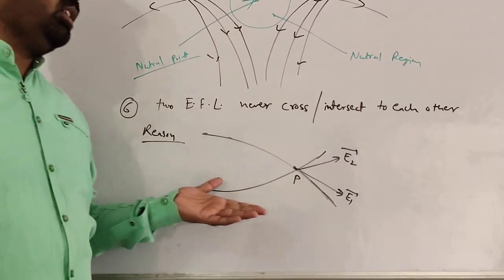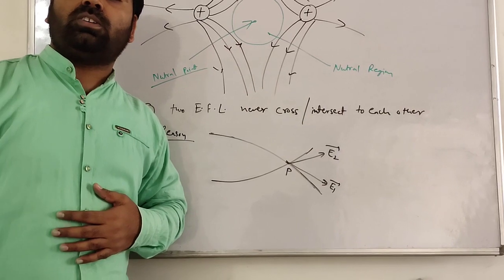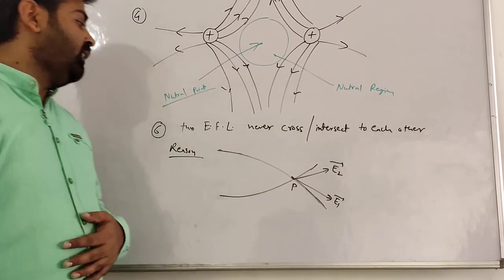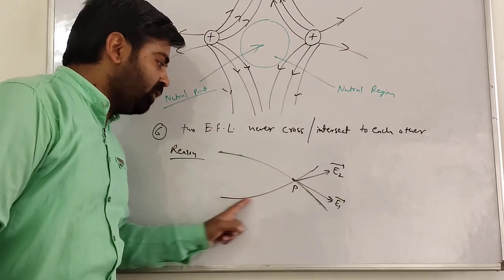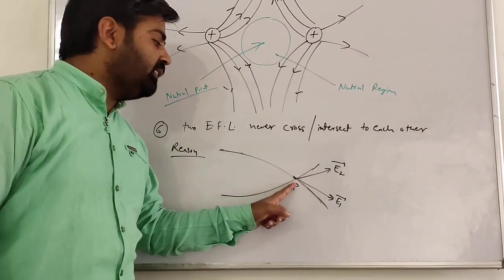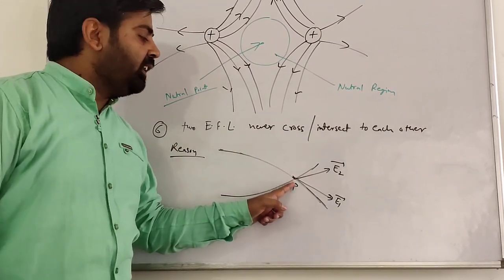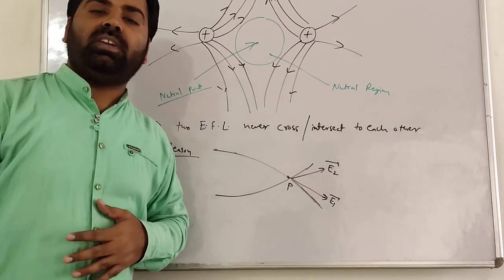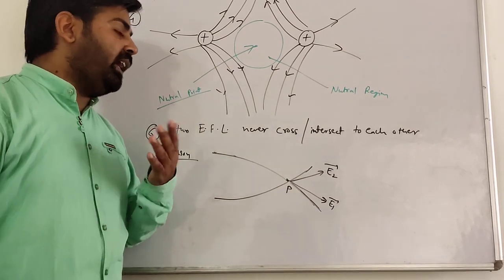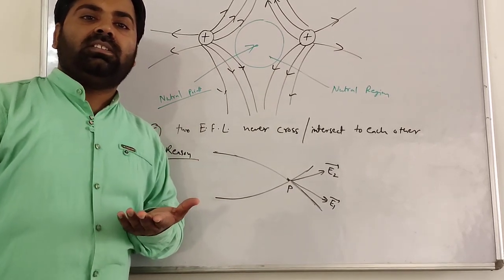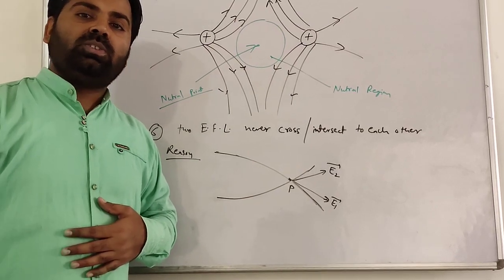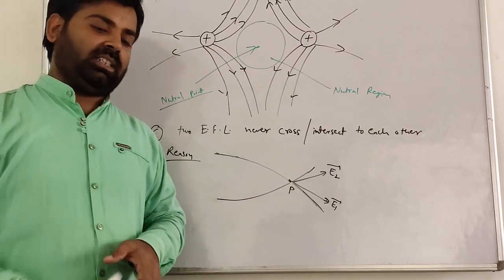The question is put up: why two electric field lines do not cross or intersect each other? The answer is, if two electric field lines cross each other, then at the intersection point, if we draw a tangent, we obtain two directions of electric field intensity, and two directions of electric field intensity at a single point is not possible. So two electric field lines never cross each other.